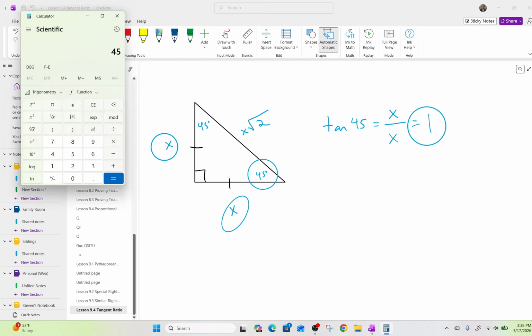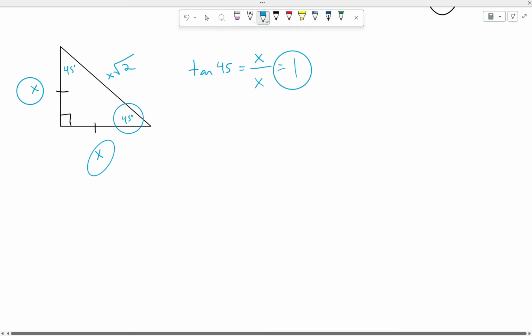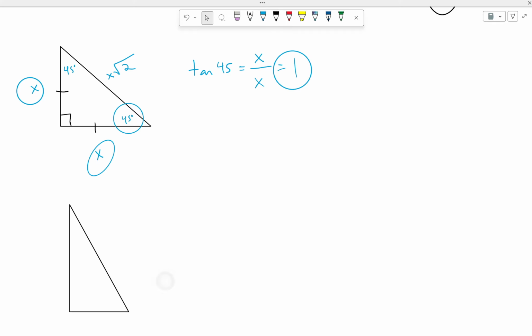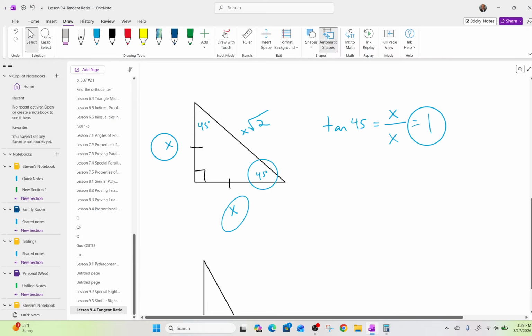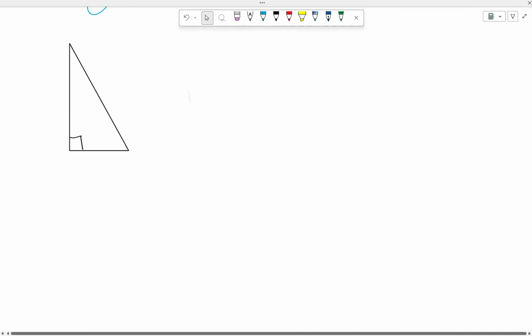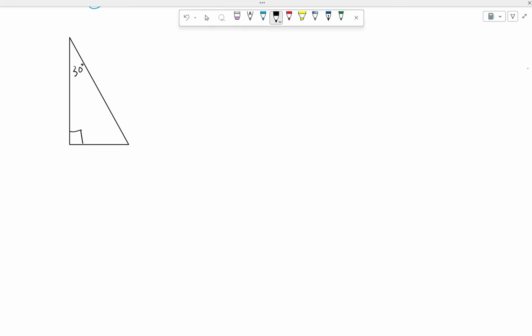Again, on the calculator, I take the tangent of 45. Some of your calculators will do it this way too. It gives me 1, which has to be 1, which makes sense. Now, watch what happens. Let's take a tangent for our other special right triangle. I'm doing my auto shapes here. What if I had a 30-degree angle here, and this is a 30-60-90 triangle? Let's find the tangent of 60.